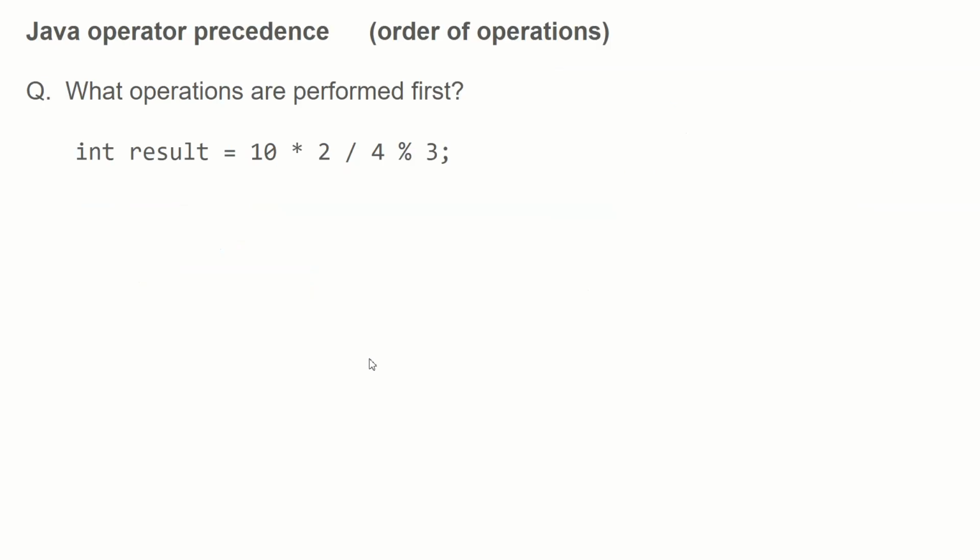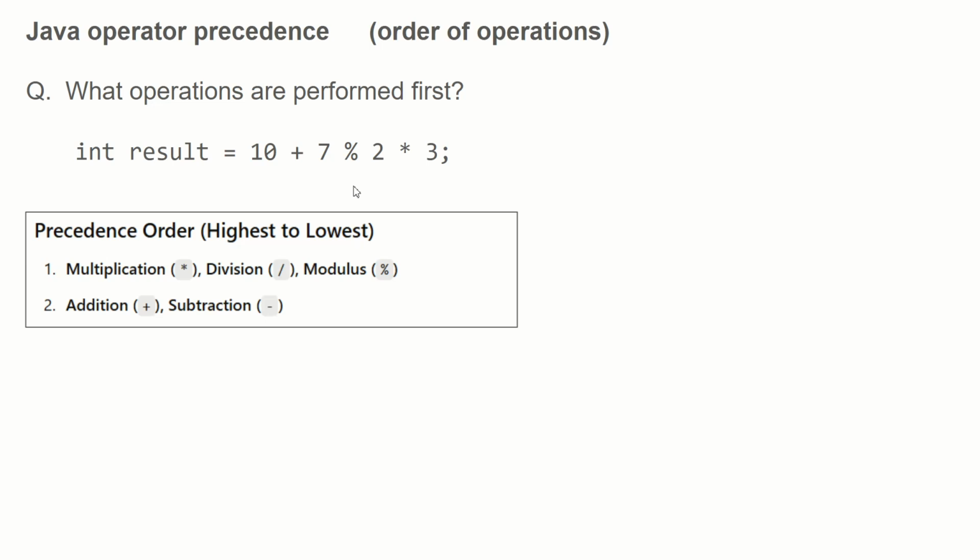Okay, Java operator precedence. So we've got 10 times 2 divided by 4 mod 3. So what order do these run in? Is it just 10 times 2 and then we divide by 4 and then we mod by 3? Or, do some of them execute before others? So let me change the problem a little bit. Here's the precedence order. So first level precedence is multiplication, division, and mod. So all 3 of these count as the same in the order of operations, and they happen first.